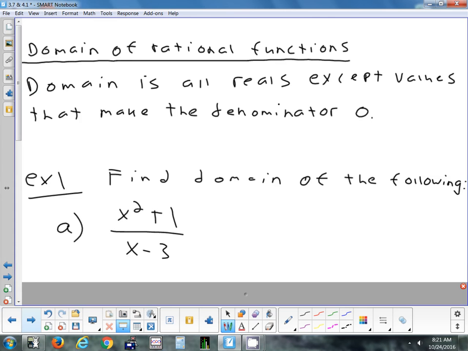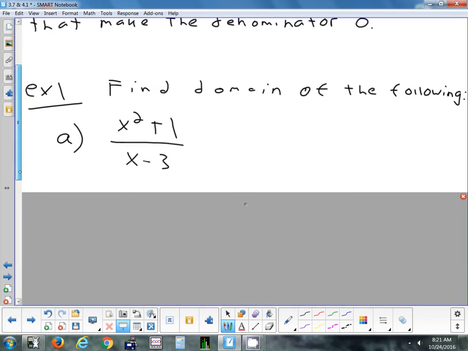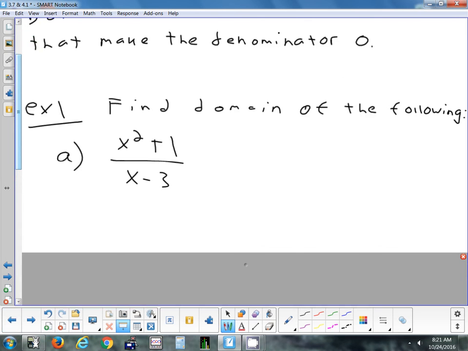So let's, I think this is the one I just had on the other page. x squared plus 1 over x minus 3. So we actually already did it. Okay, Dave told us the domain here was all reals except 3. Okay, so I could write it like that. All reals except 3. Or does anybody remember how you do that as an interval with the union symbol in between the two?